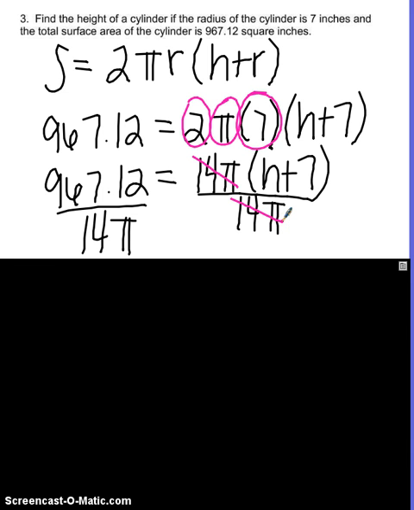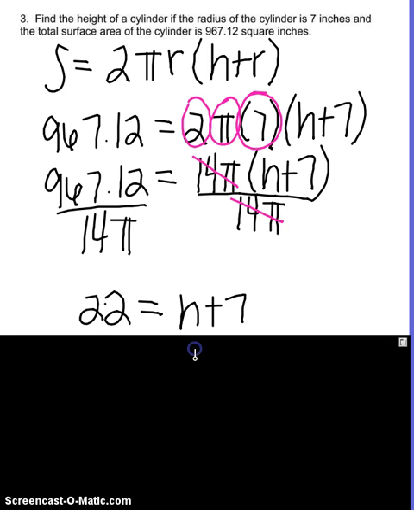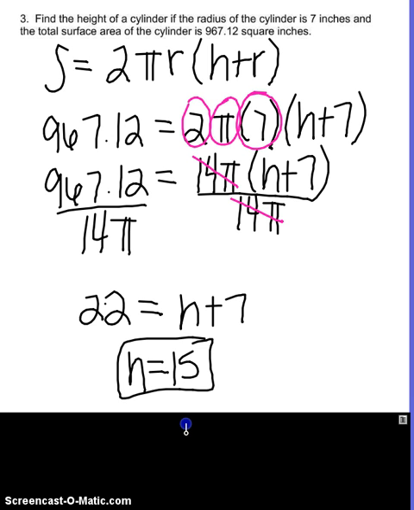Those will cancel, and what I should end up with is 22 is equal to h plus 7. Now how would I get rid of that positive 7? That's right, we're going to subtract 7. We always do the opposite in order to move it to the other side of the equation. So from here, I should end up with my height as being equal to 15. Now flip the page and let's look at a few more examples.